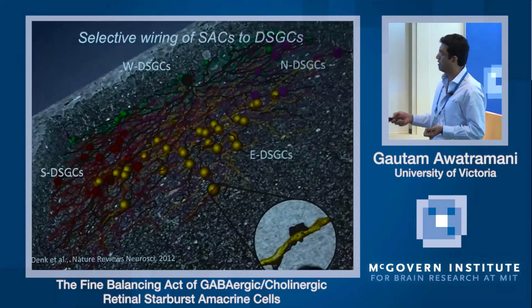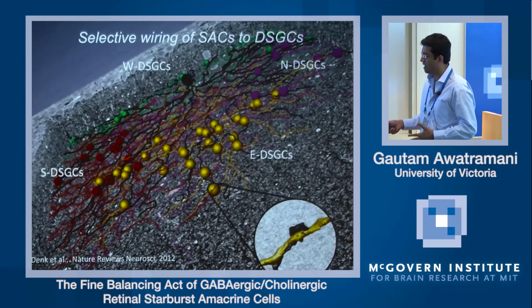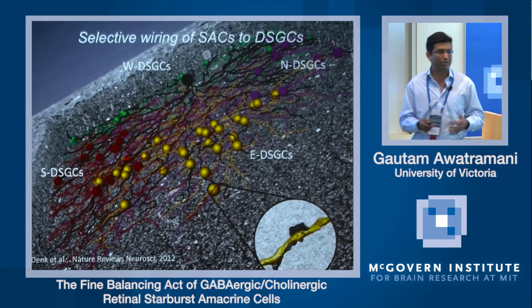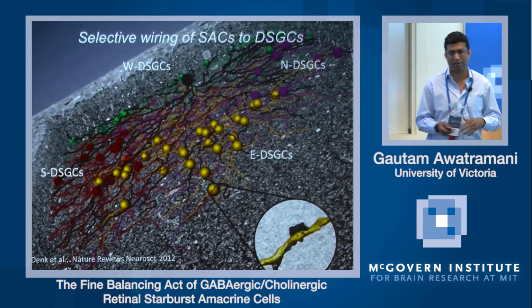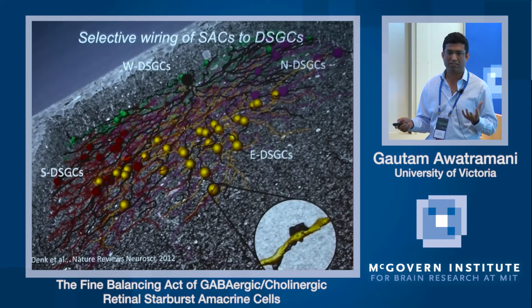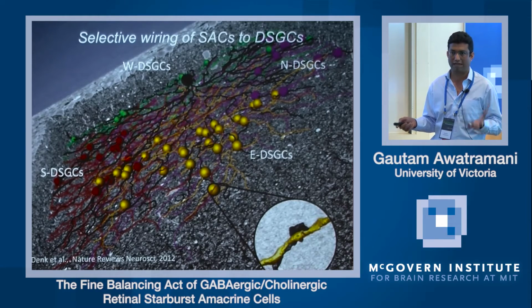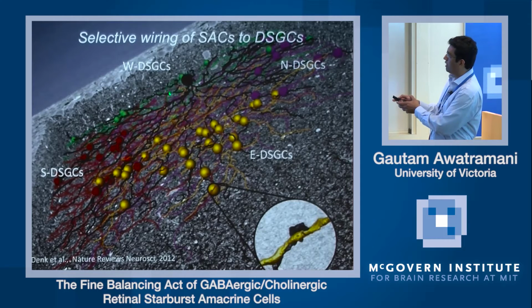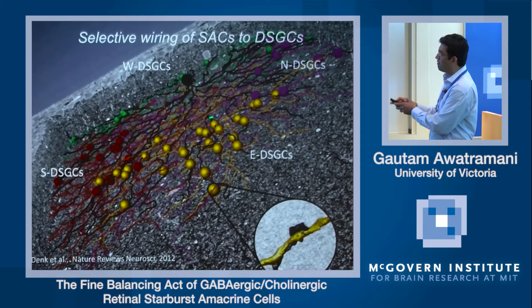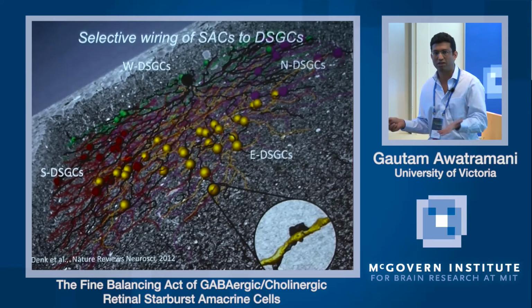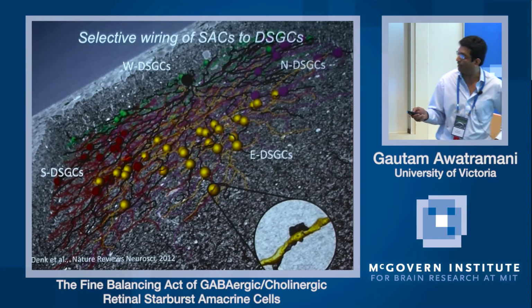And indeed, again, Winfried rose to the challenge, invented serial block-face scanning electron microscopy, and showed that these cells were actually asymmetrically connected to ganglion cells. That's what's shown over here. You see these radiating dendrites of starburst cells pointing in different directions, but they connect to very, very specific populations of ganglion cells coding the cardinal directions. In that way, the direction selectivity can be transferred to the next layer.